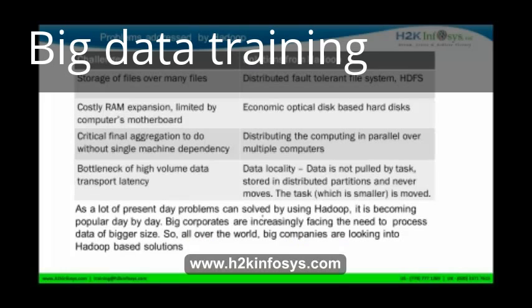So here in this chart, I have listed down the major challenges that we had been facing and how Hadoop has solved those. And that's why Hadoop has become popular. We'll come to that later though.